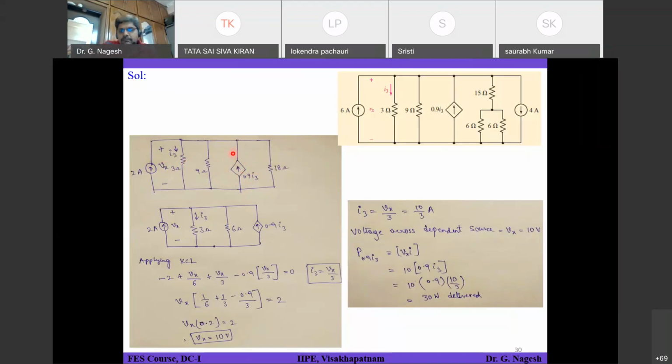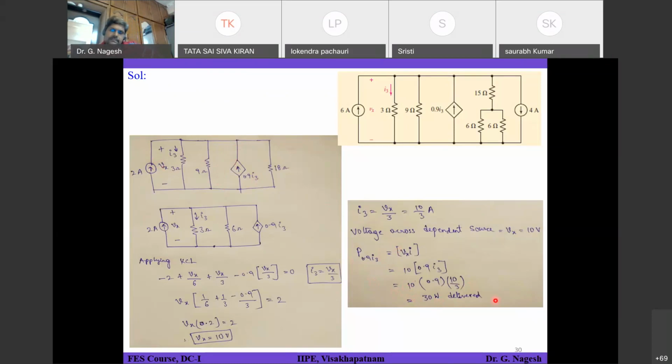That is 0.9 into I3. That is the current leaving from the top terminal, the positive terminal. So 0.9 into I3, you already know I3 is 10 divided by 3. If you calculate that, you will get 3 amperes as the current leaving from the positive terminal of this dependent current source. Simply multiply that current with the voltage Vx. So Vx is 10 volts, right? So 10 into 3, that will be 30 watts. This is the delivered power.